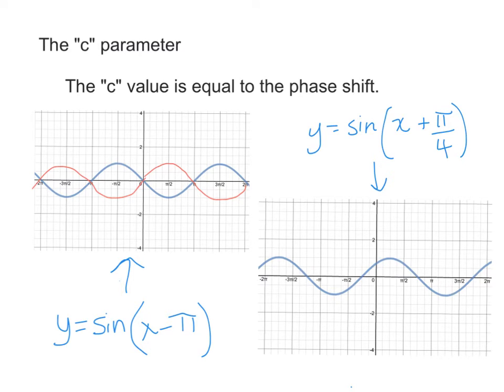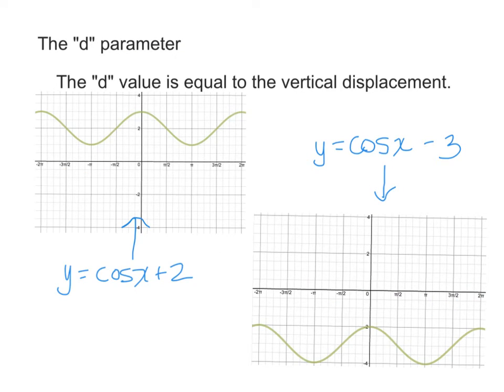So the last parameter is that D parameter, which we call a vertical translation when we're talking about any other function, but we call this a vertical displacement, and I don't really have a good reason. I don't know why we don't just call it a vertical translation, but we call it a vertical displacement. But it's the same thing as a vertical translation. So y equals cosine x plus 2 takes the original cosine function and moves it up 2 units. Y equals cosine x minus 3 takes the original cosine function and moves it down 3 units.